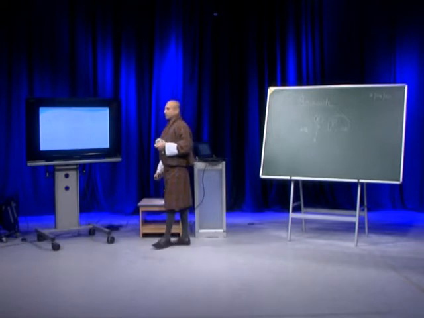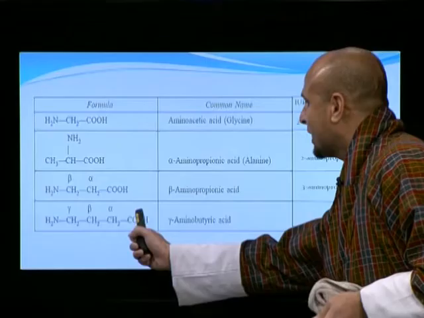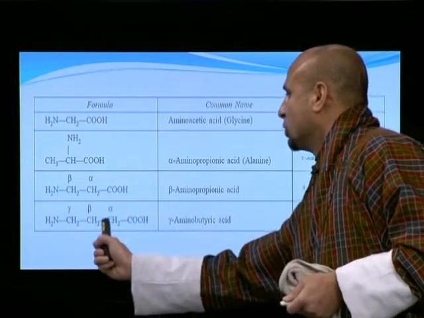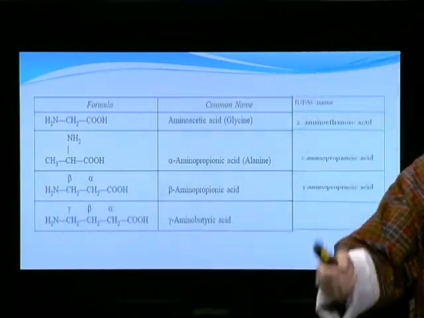Now can you try to write the IUPAC name of this compound? I'll just give you a hint. Please start numbering from this carbon. This carbon will be numbered 1. This will be 2, 3, 4. So please try.